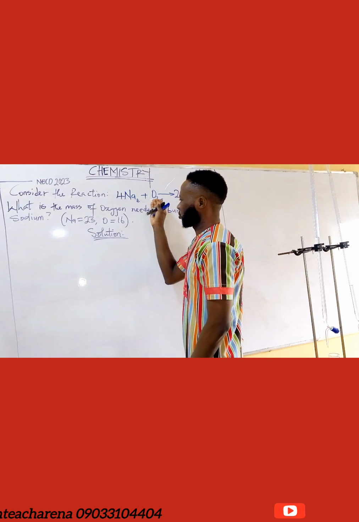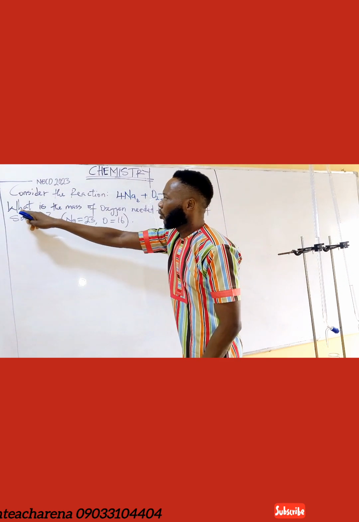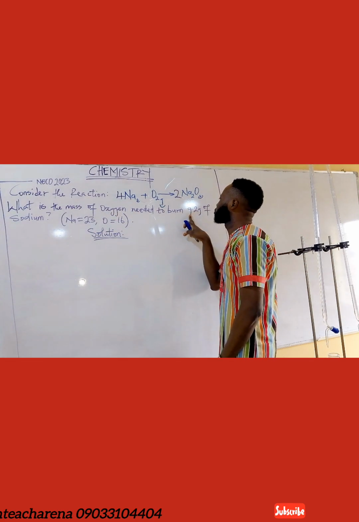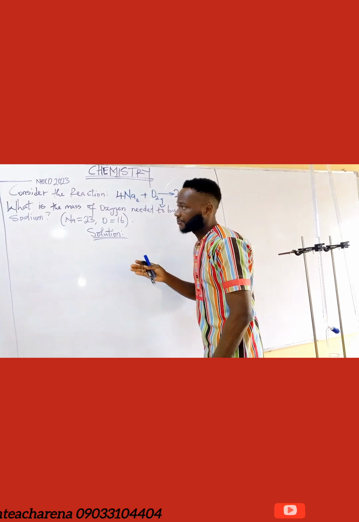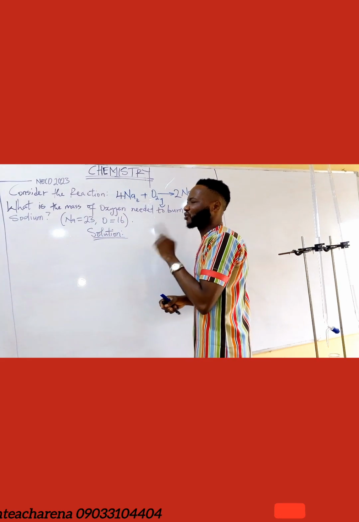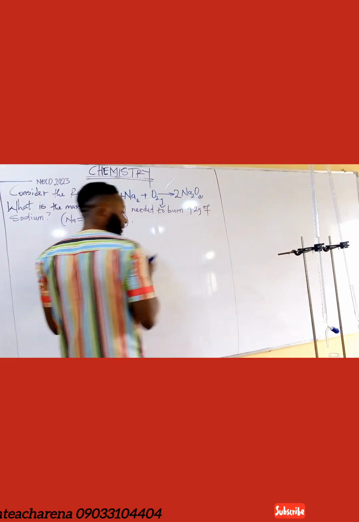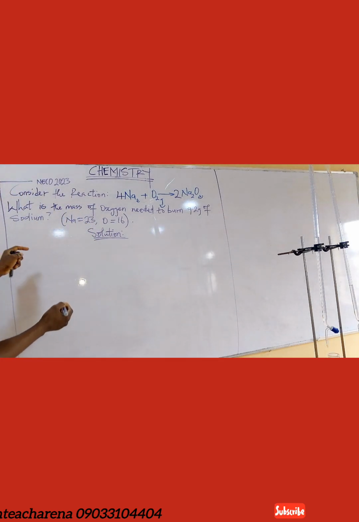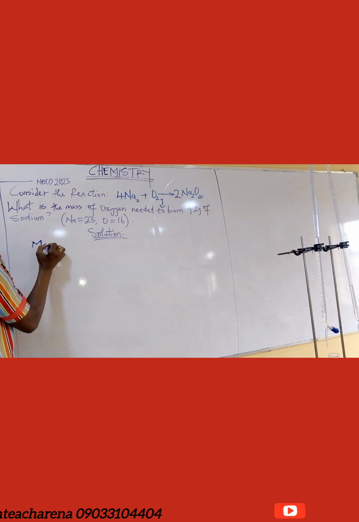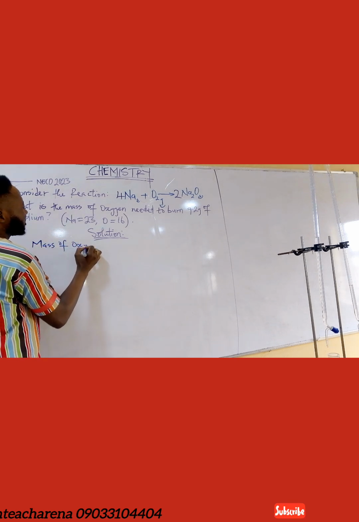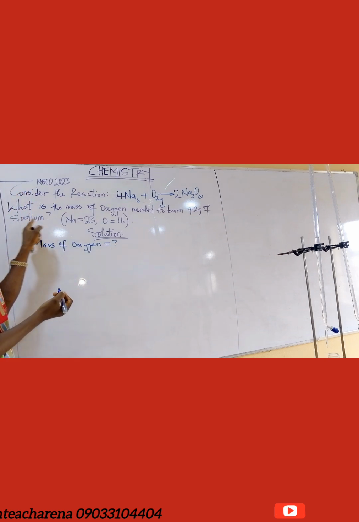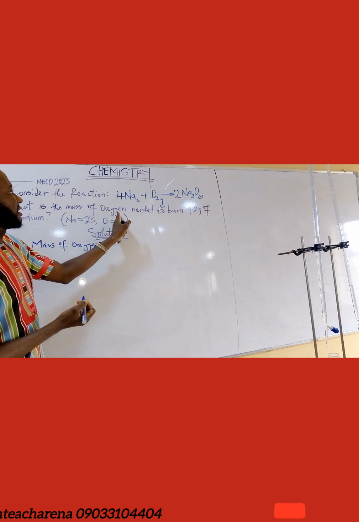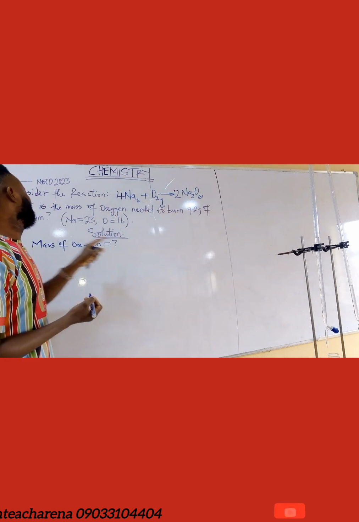The question now says, from this equation, what is the mass of oxygen needed to burn 9.2 grams of sodium? So now, let's begin. We write: mass of oxygen is unknown, because they say what mass of oxygen is needed is unknown. What mass of oxygen is needed to burn 9.2 grams of sodium.